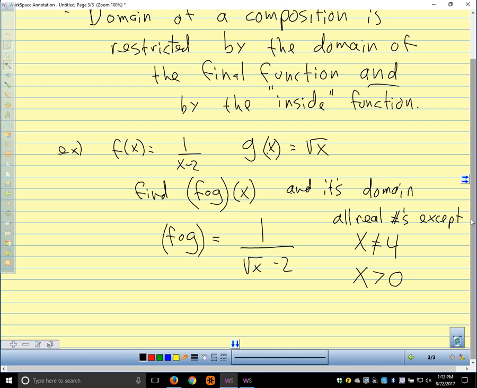Yeah? Couldn't x also equal 0? Yes. Greater than or equal to 0. Thank you.